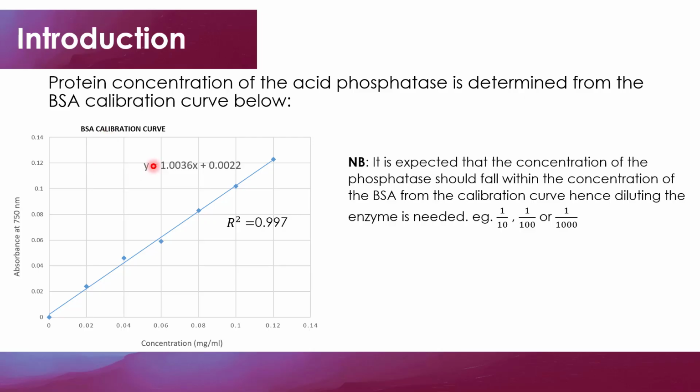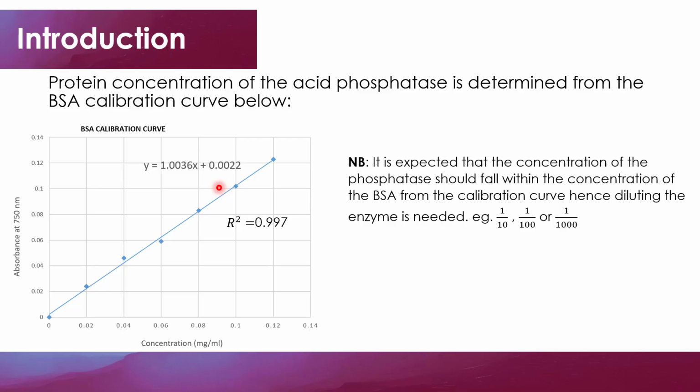So as we can see over here, this is the equation of the line, giving us y equals 1.0036 s plus 0.0022. Where y happens to be the absorbance values obtained on the y-axis, and 1.0036 happens to be the slope. The s happens to be the concentrations on the s-axis, and the 0.0022 happens to be our intercept.